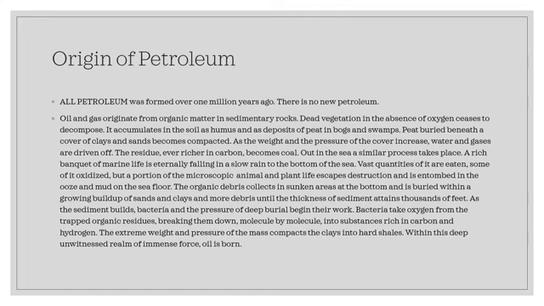Peat buried beneath a cover of clays and sands becomes compacted. As the weight and the pressure of the cover increases, water and gases are driven off. The residue, even richer in carbon, becomes coal. Out in the sea, a similar process takes place. A rich banquet of marine life is eternally falling in a slow rain to the bottom of the sea.